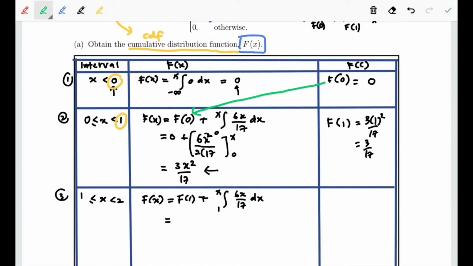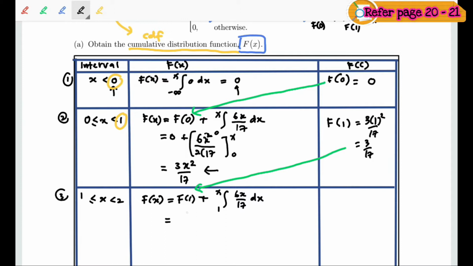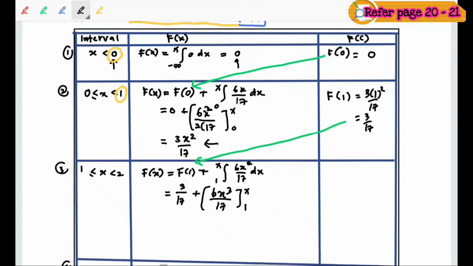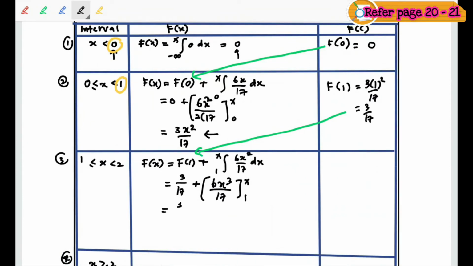So f of 1, we have to find out from this part. We're going to substitute here: 3 over 17 plus the integration of 6x over 17, which gives 6x squared, this should be 6x squared, wait, I'm going to erase this. From 1 until x, we get 6x cubed over 17, with the limit 1 until x. Right, we are going to solve it.